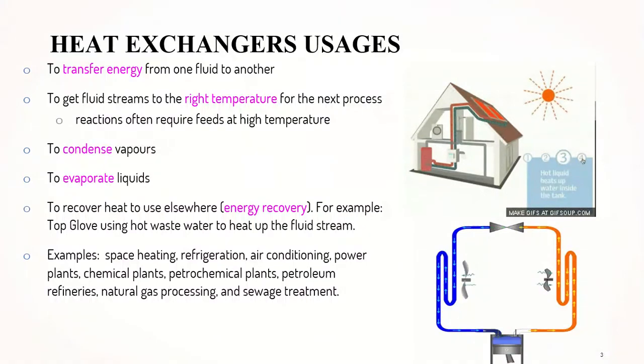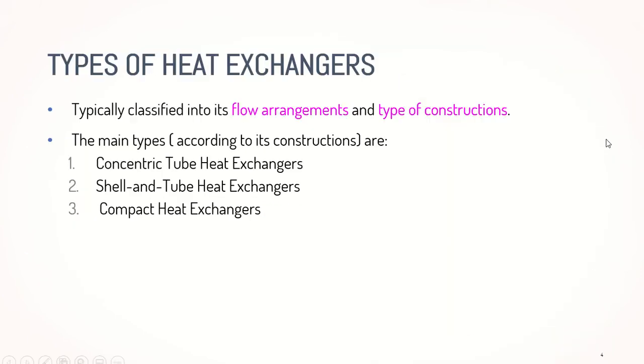So the examples where we use heat exchangers are space heating, refrigeration, air conditioning, power plants, chemical plants, petrochemical plants, petroleum refineries, and so on. So these are the usages for heat exchangers.